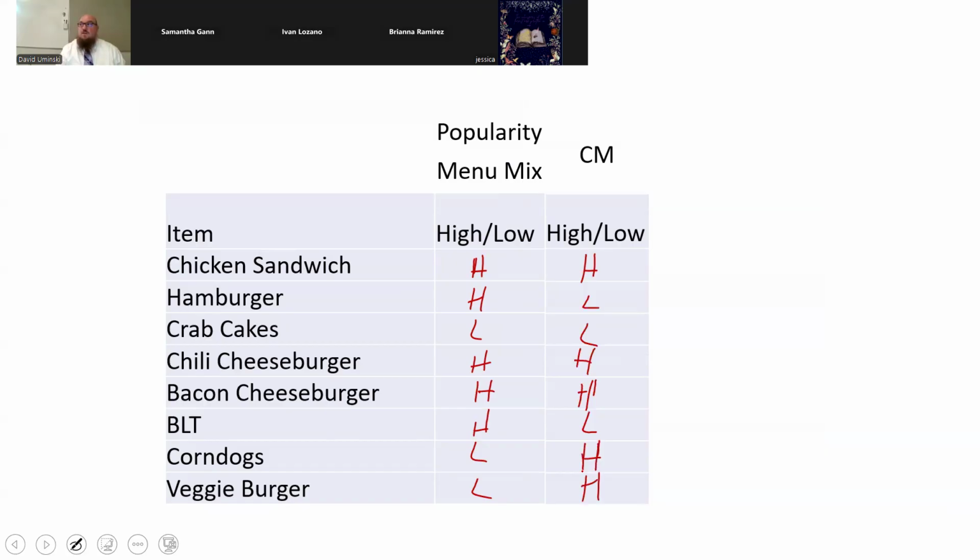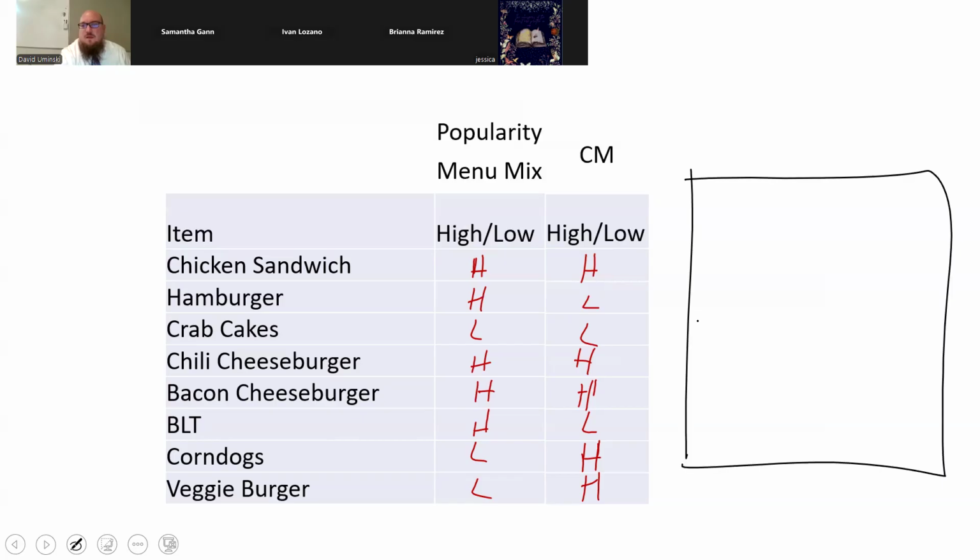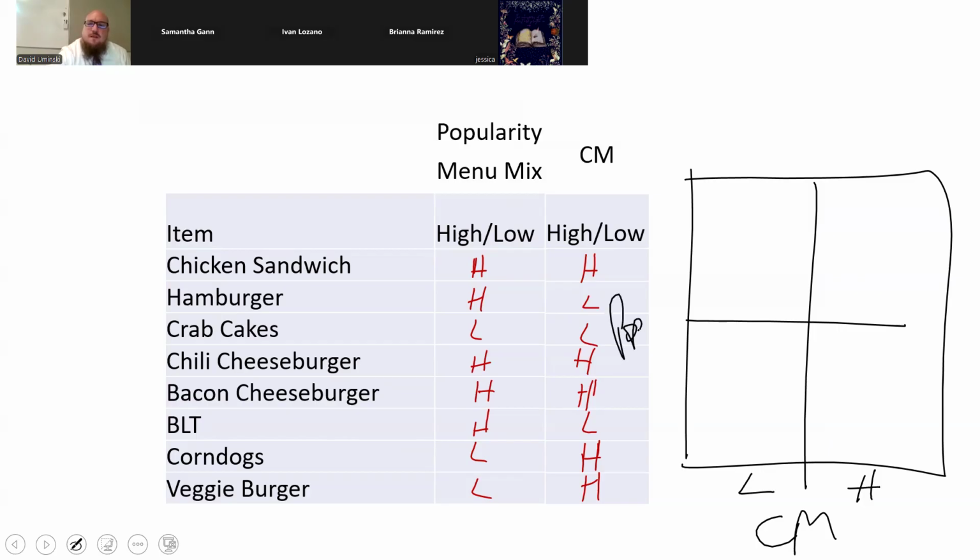All right. You have the square already. I'm going to draw my square here. Contribution margin, low and high. Popularity, high and low. Okay. So we have star, dog, plow horse, and puzzle. So those are our categories. All right.